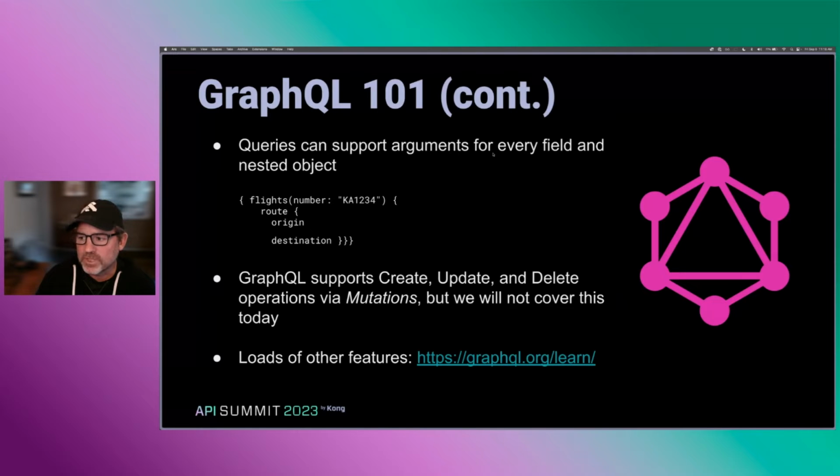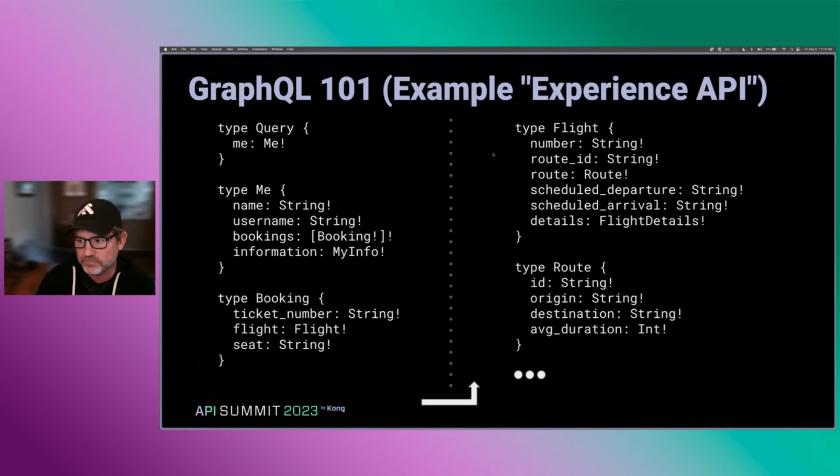We're not going to cover mutations here today, but there's a lot of other features that I'm not going to cover. This is kind of a 101 look. So you can find a great resource in the GraphQL Learn site. It has a lot of great information. So let's look at some code, and we'll start with what a schema is.